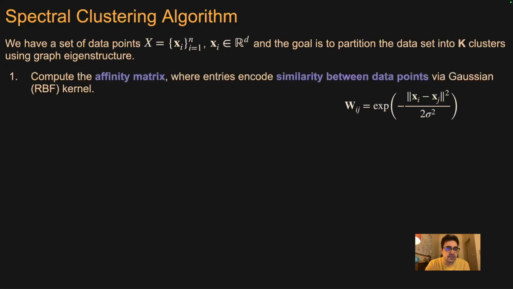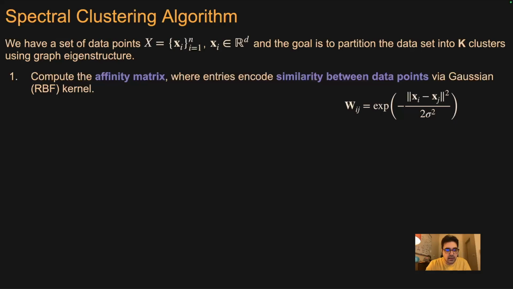So the first step of the algorithm is to compute an affinity matrix where each entry is the similarity between the corresponding pair of data points. By default, we use a Gaussian kernel, or RBF, which stands for radial basis function kernel, to compute this similarity. The affinity matrix has the shape n by n, and its entries are computed with this formula here. We take the norm of the difference of two data points and pass the result to a Gaussian kernel with variance sigma.